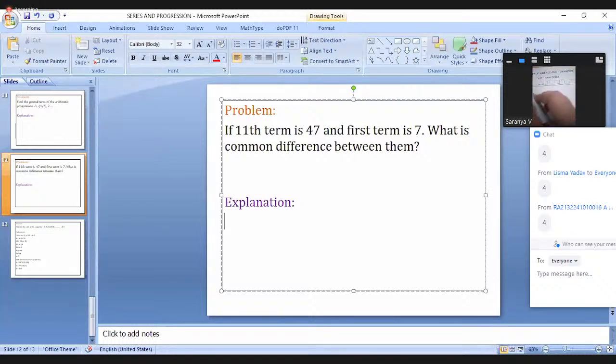So the general term is what? Tn is equal to a plus n minus 1 into d. Here the 11th term is already given in the question. What is the 11th term? 47. And your first term is what? 7. Find d. These are the given things. Yes or no?